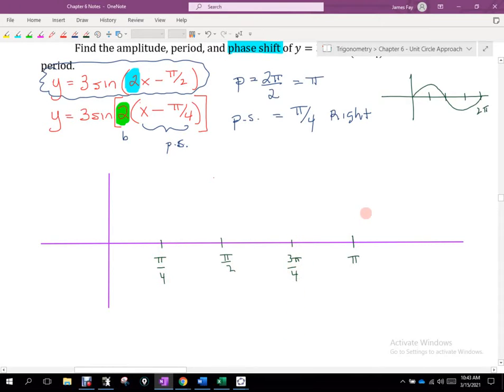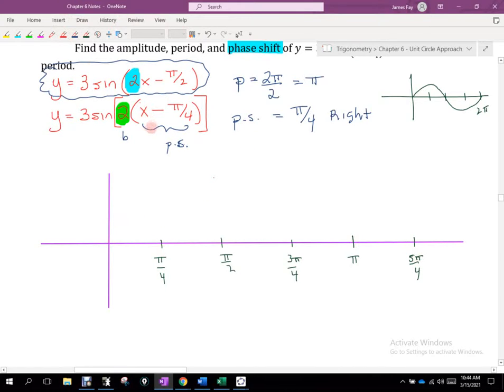Now, I just know because I've done enough of these that everything's going to be moved to the right pi over 4 units, right? So normally this thing's going to stop at pi. But because it's going to be moved to the right pi over 4 units, it's actually going to stop at 5 pi over 4. So I'm going to add one more interval here. You could do that at the end, or you can do it now, foreshadowing that that's going to occur.